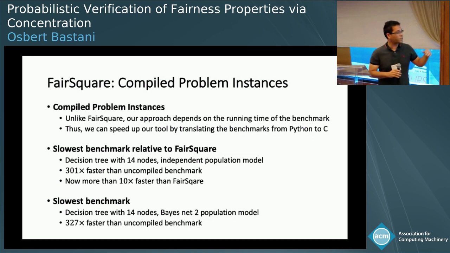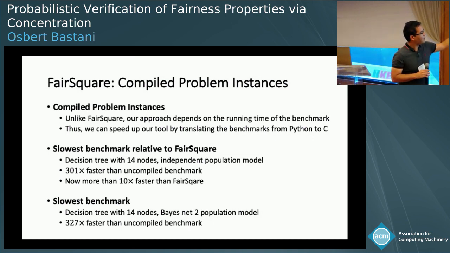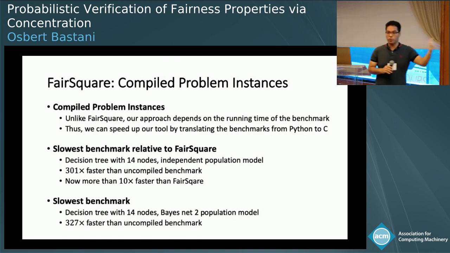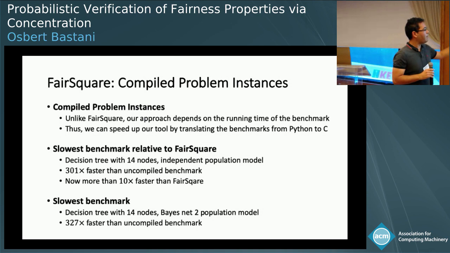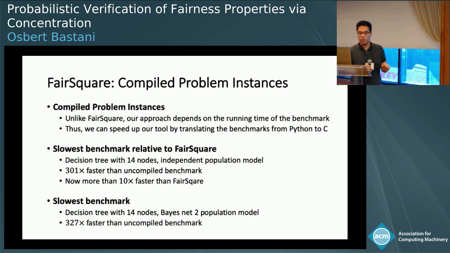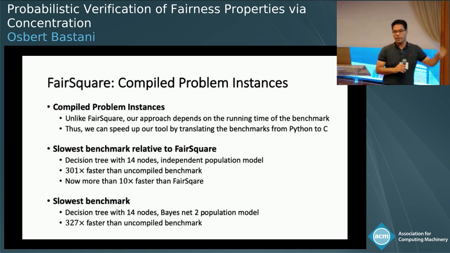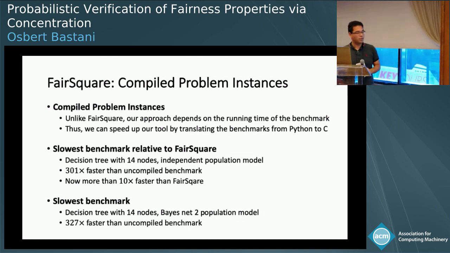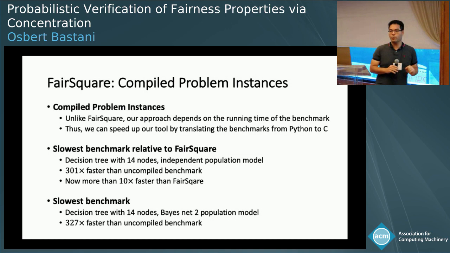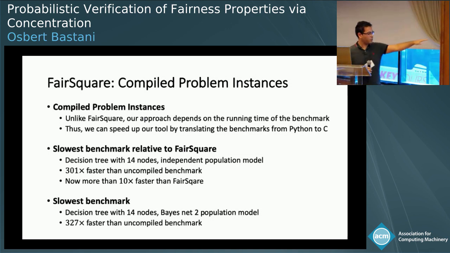So we can actually speed up our tool by translating the benchmarks from Python to C. Just to give 2 examples of how that works, we translated the slowest benchmark relative to FairSquare. We were slower than FairSquare on this benchmark, and we actually got a 300x speedup compared to the uncompiled benchmark. After that, we were also 10x faster than FairSquare on this benchmark. We also showed that for the slowest benchmark overall, I think it originally ran in 190 seconds for VeriFair, but we sped it up by 300x again.